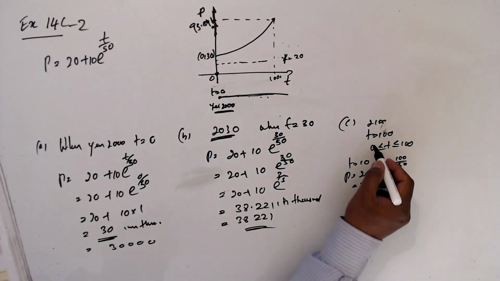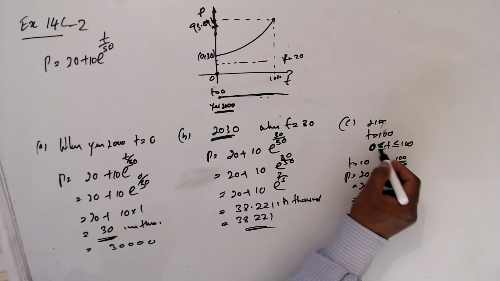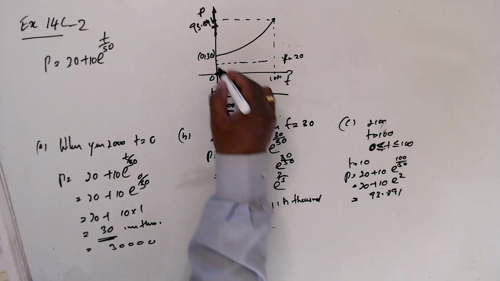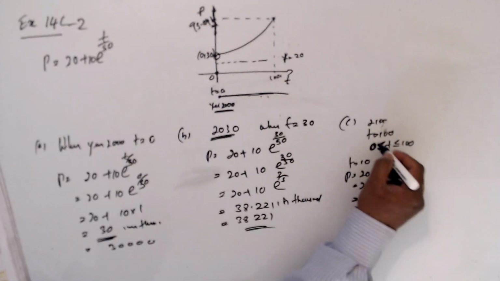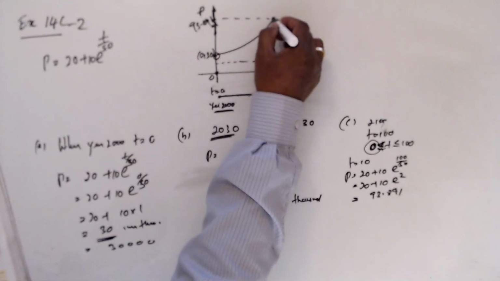Usually when they give an interval, we better find the starting point, when T equals 0, and T equals 100.